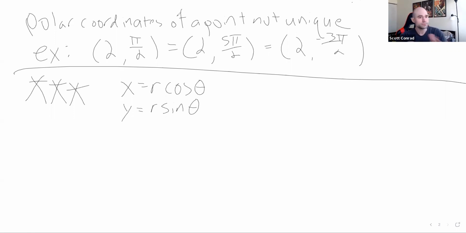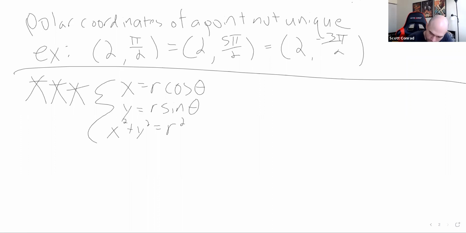And then if we want to go in the opposite direction, these two relationships, if we square both of these, we see x squared plus y squared is equal to r squared times cos squared plus sine squared, which is just r squared. So these are the big important ones that you need to have memorized, and you will have memorized because you'll use them over and over and over again.